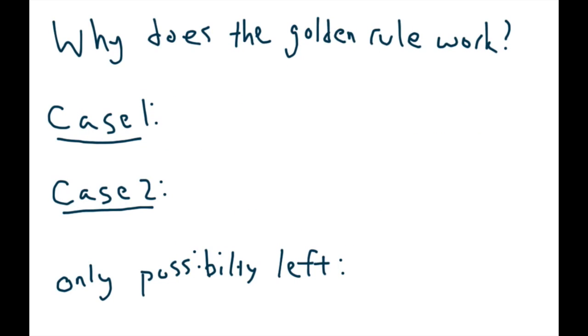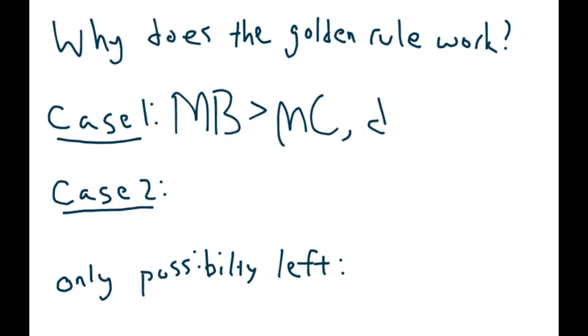So first, let's talk about why the golden rule works. Well, there's 2 possibilities aside from marginal benefit equals marginal cost. You could have marginal benefit above marginal cost, but if this was true, then you're not really maximizing benefits minus cost. You're not really making good use of the resources, because if you're getting more benefits than cost at the margin, you should make more, do more, a little more.